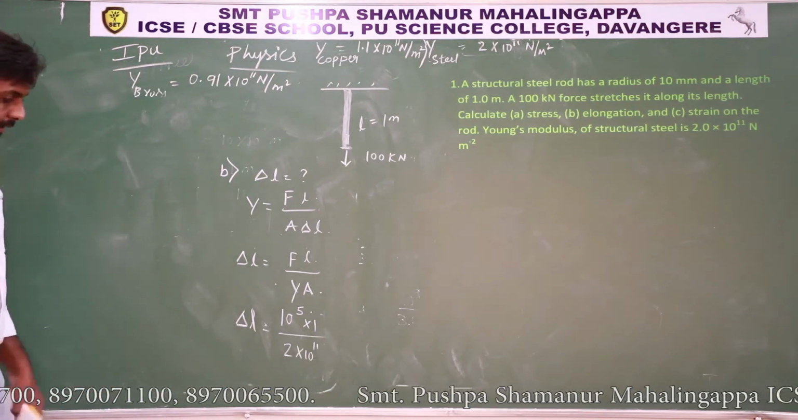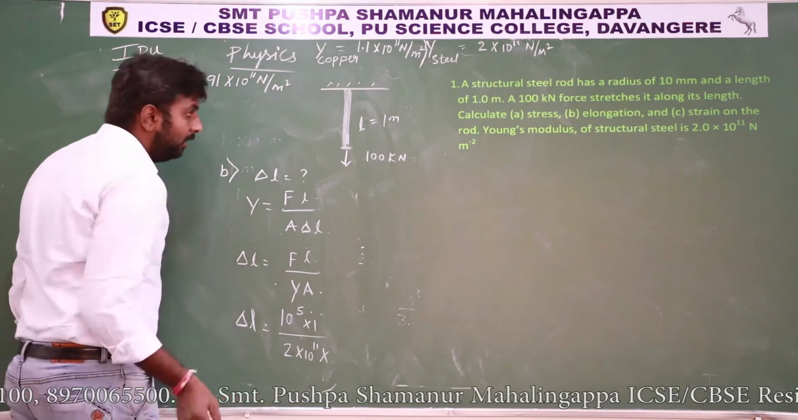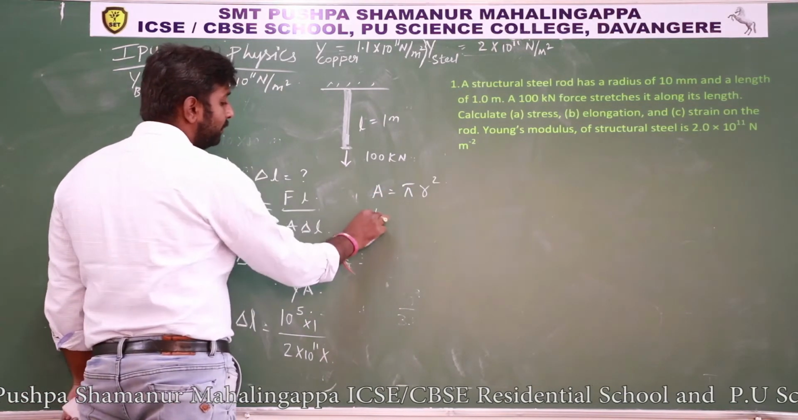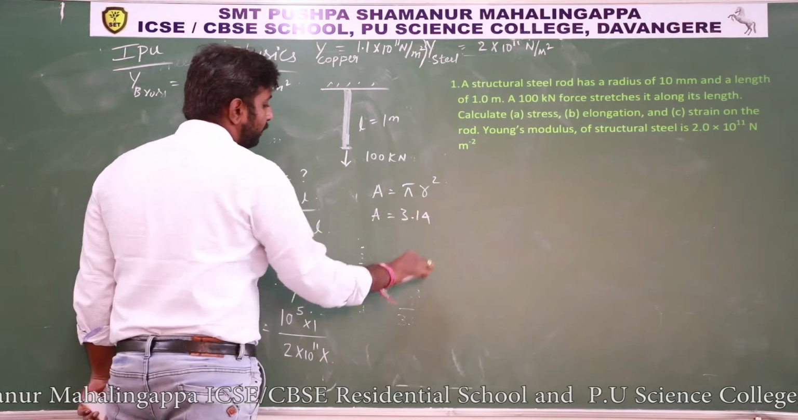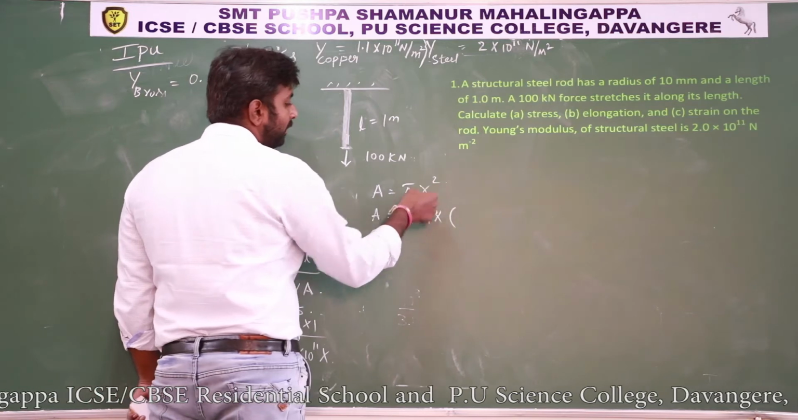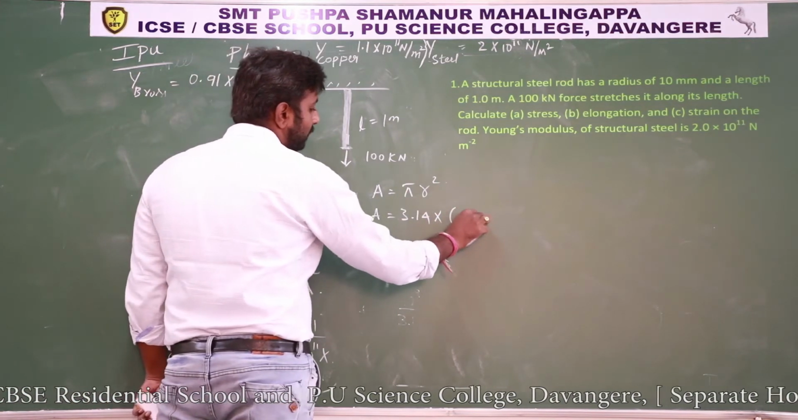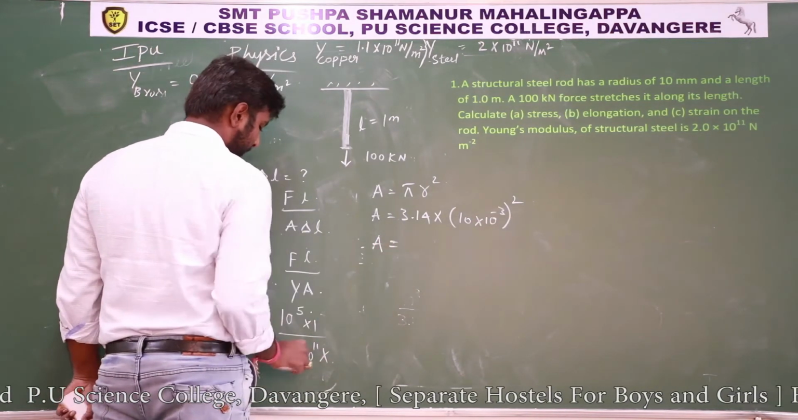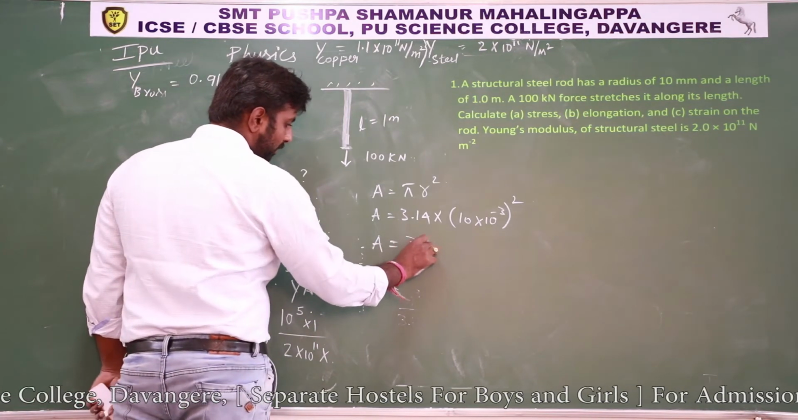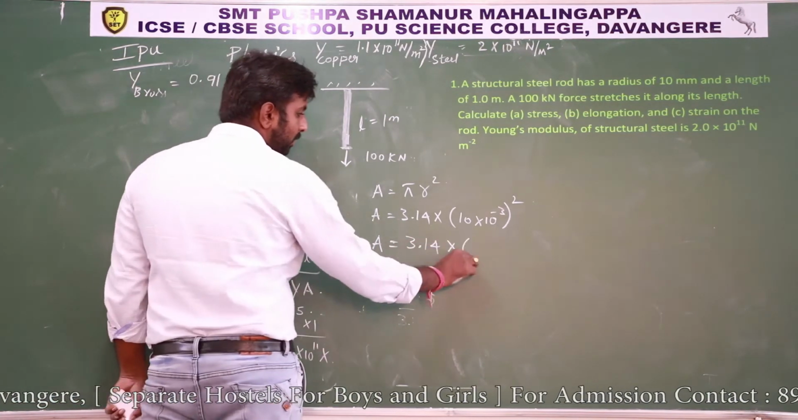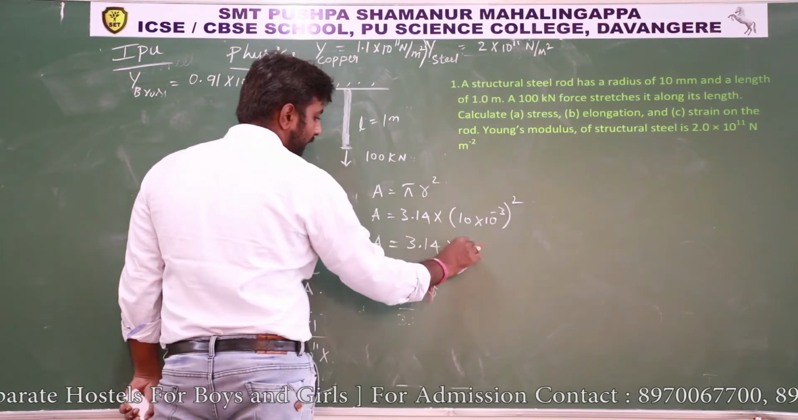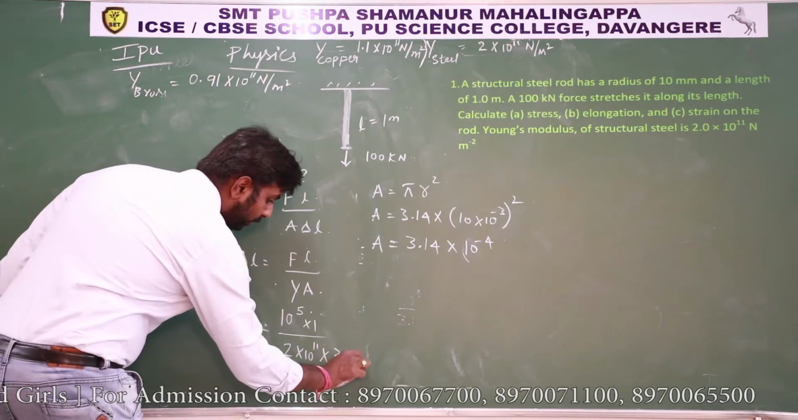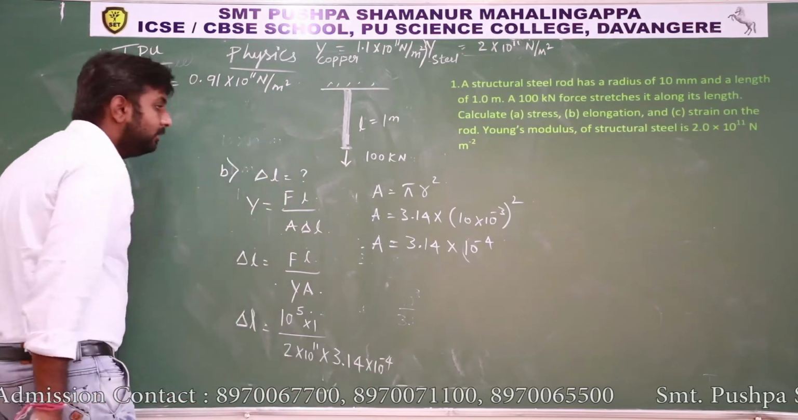And the area. Area is pi r square, right? A equals 3.14 into r square, which is 10 into 10 to the power minus 3 whole square. Then how much area will you get? 3.14 into 10 to the power minus 2 whole square, which is 10 to the power minus 4. That is 3.14 into 10 to the power minus 4.